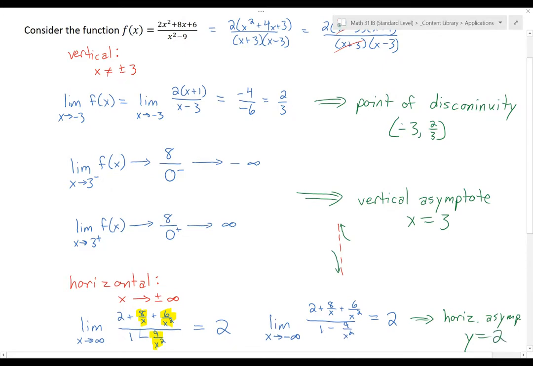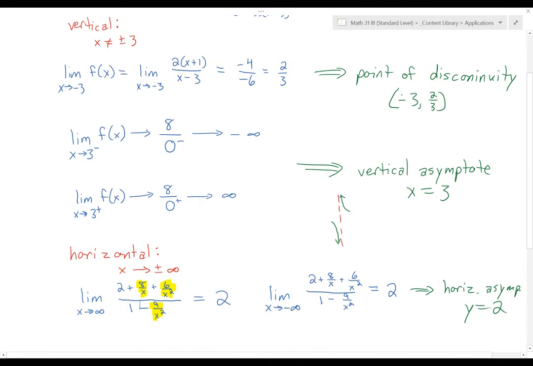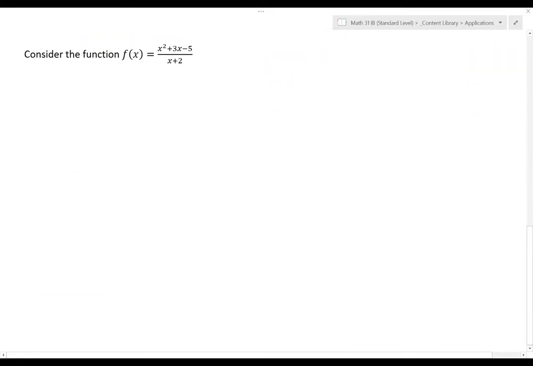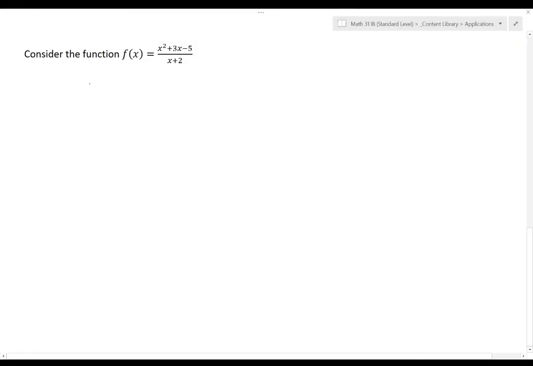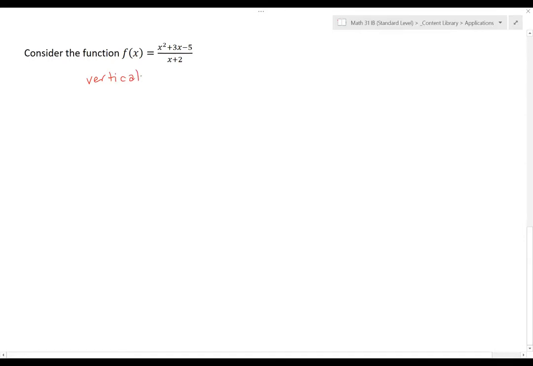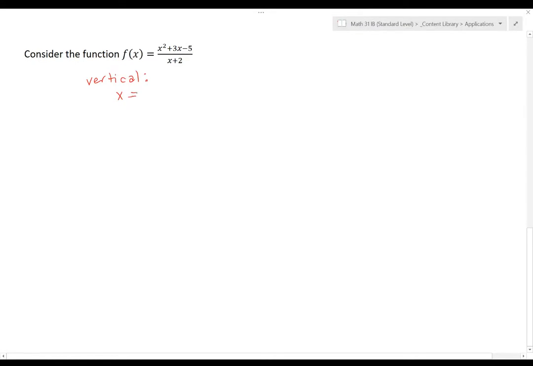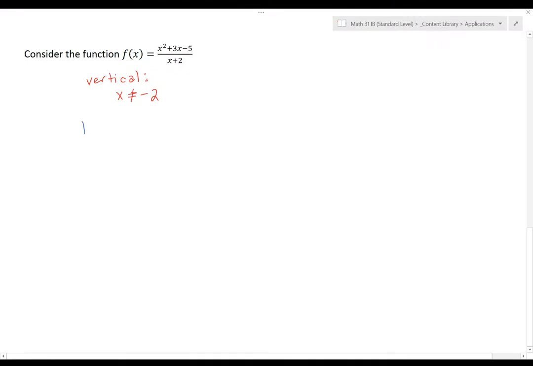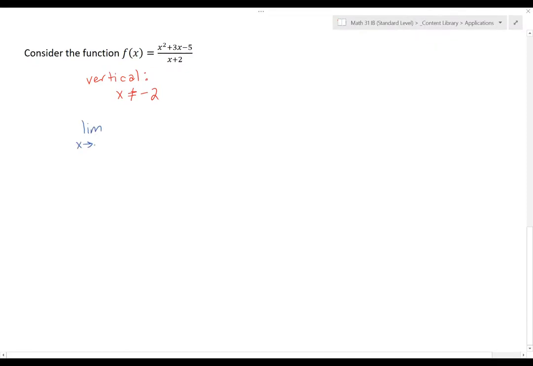Now, in the case where the limit towards infinity or negative infinity isn't finite, we might still have an asymptote. So if my limit at infinity goes to infinity, that's when I might end up with a slant asymptote. So let's consider this function here. I'm still going to consider what's happening with vertical asymptotes first. So vertical, because that has to do with my non-permissible values of x, I'm going to consider what happens as x approaches negative 2, because x cannot equal negative 2. So looking at the limit as x approaches negative 2.